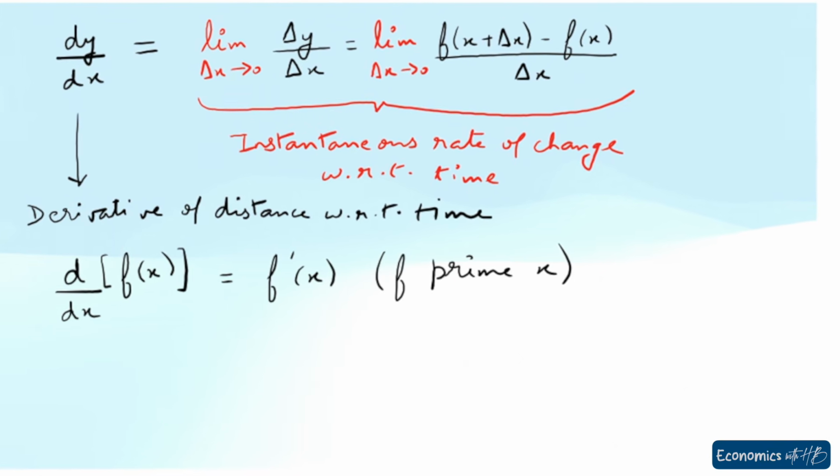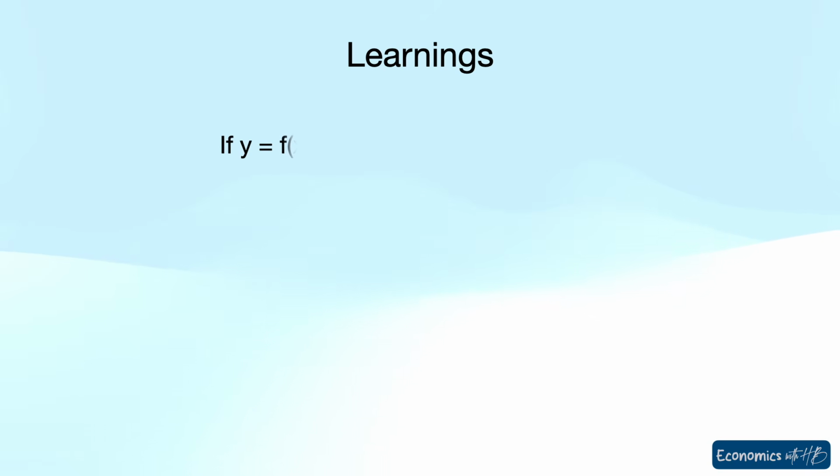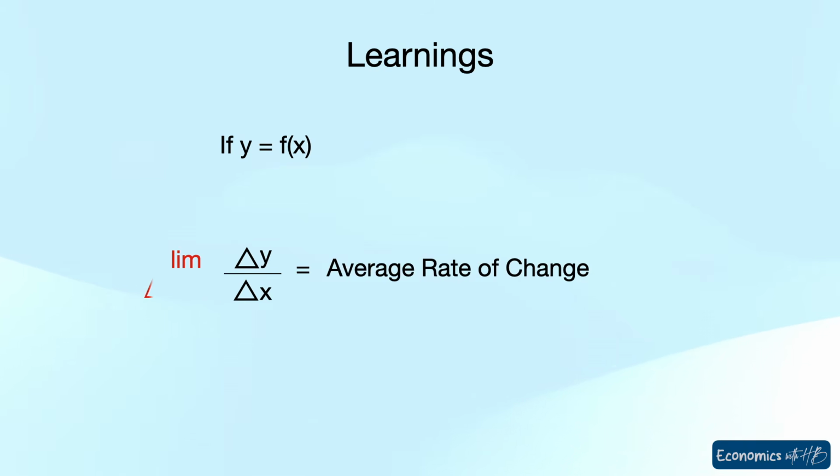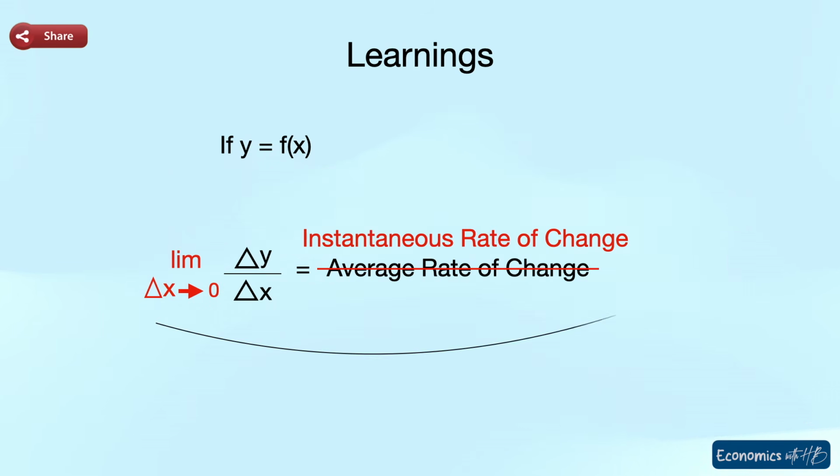So what did we learn today? If y is a function of x, then change in y with respect to x, that is delta y by delta x, gives us average rate of change. And when delta x approaches 0, then the average rate of change approaches the instantaneous rate of change. This limiting process is known as differentiation.